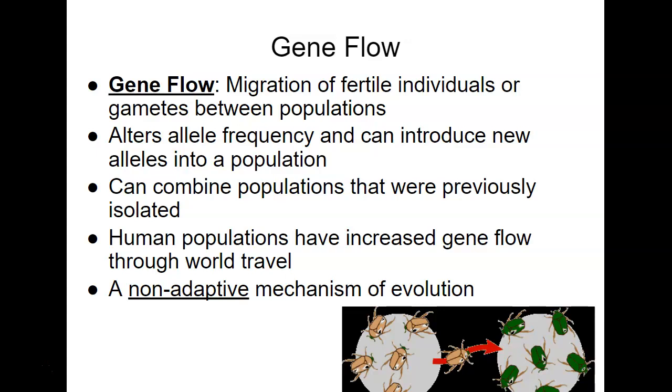In the picture here, we have a brown beetle going into a green beetle population. So it can alter the allele frequency and also introduce new alleles into populations where maybe it wasn't before. It can combine populations that were maybe isolated. And as I mentioned, humans have a way of doing this because we travel throughout the world and remain in multiple areas.